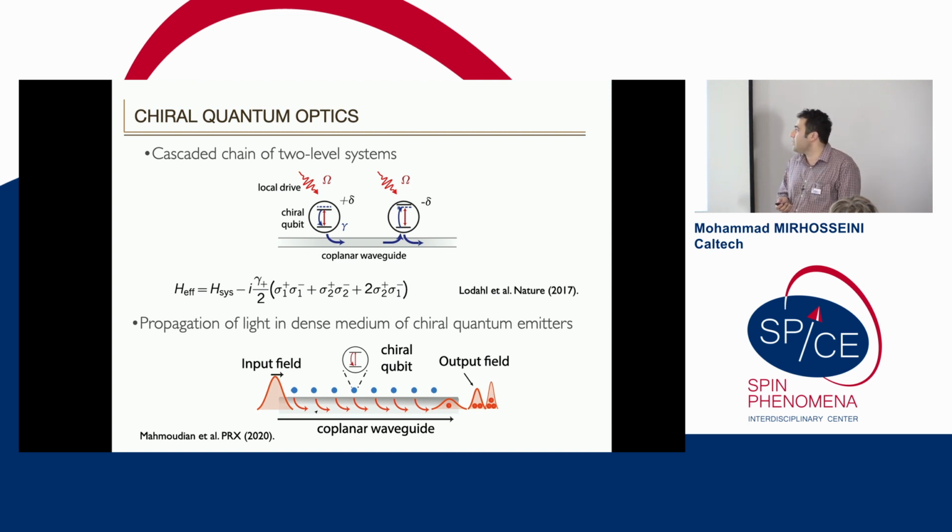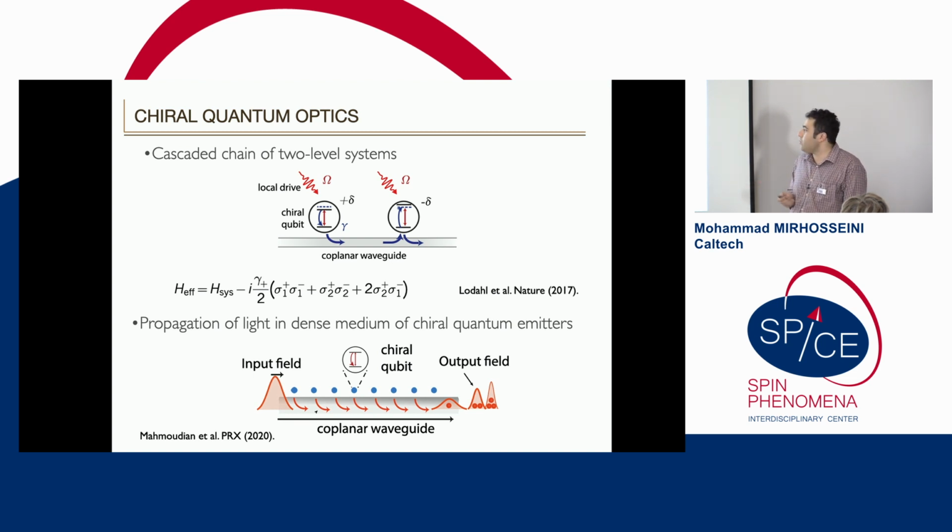Now, there is going to be a range of more interesting things you can do with arrays of chiral or directional emitters. This has been studied relatively extensively in the theoretical domain. One interesting phenomenon is this idea of cascaded quantum systems, where you could have emission from one emitter being reabsorbed by another emitter down the road, but the reverse cannot happen.